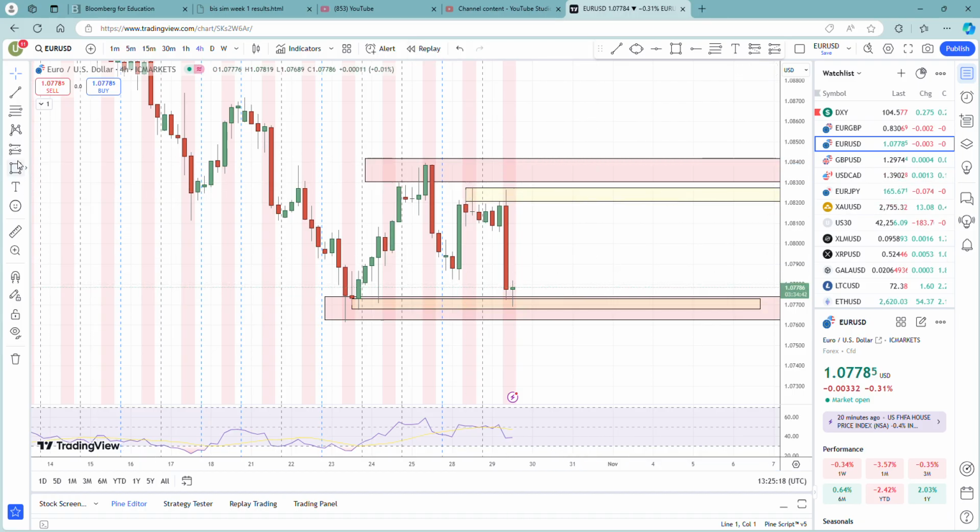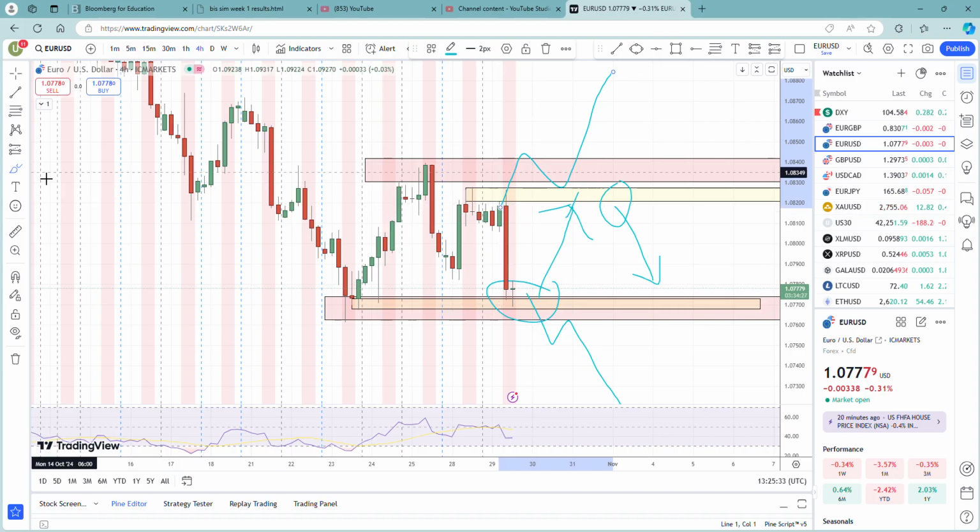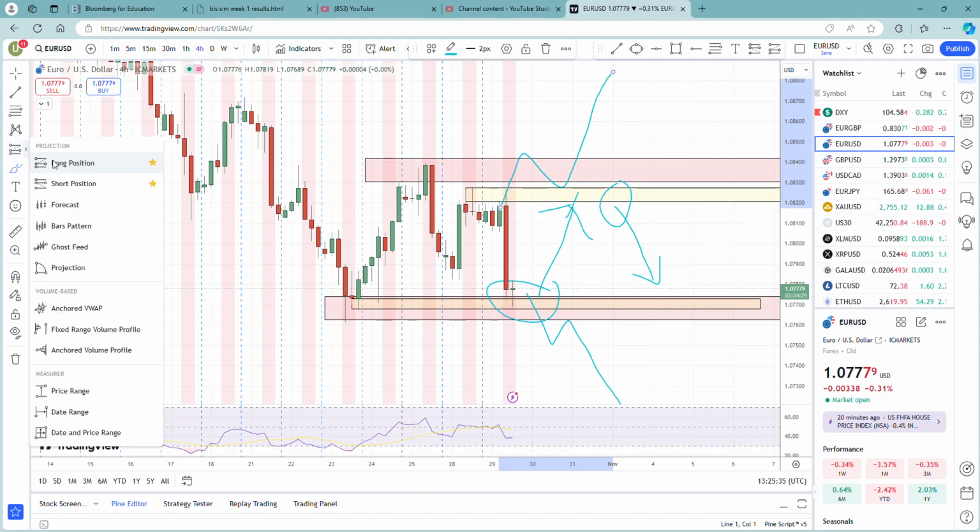We can assume price will reject this level here and go here. Price will reject this level here and go here. Obviously there is a chance where it might breach it further and go down. If it does, that's fine. Again, it could breach it and go up. Again, that's fine. This is where you use your Fibonacci tools to see where it's going next.